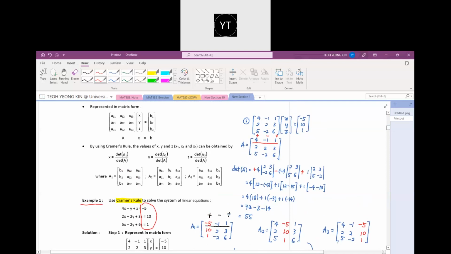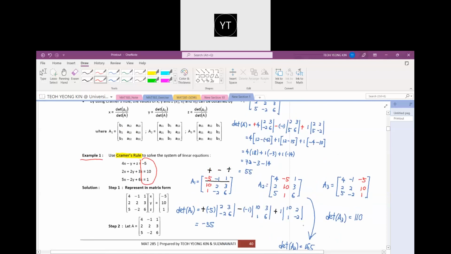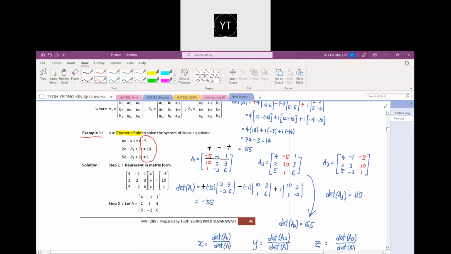A3, 4, 2, 5, negative 1, 2 and negative 2. Now is the third column. Negative 5, 10 and 1. After that, find the determinants of A1, A2, A3. Kena carilah. Cara dia sama saja. So that's why saya tak tunjuk. You have to find it by yourself.